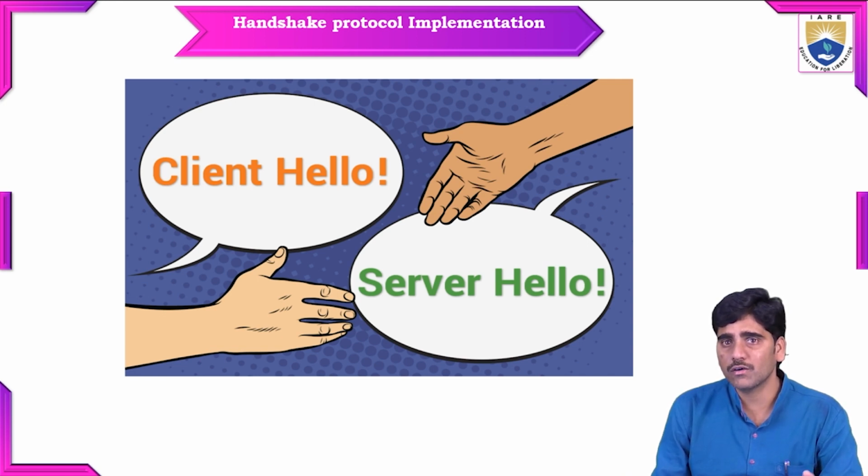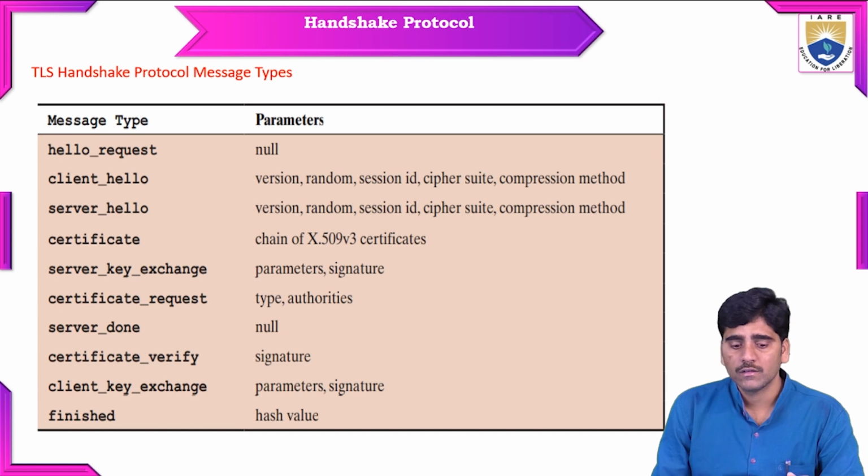Initially, they start with a conversation: a client hello, and the server also gives hello as a response. From this hello message, they initiate the communication from both client to server. So here, what are the different message types between the client and the server?